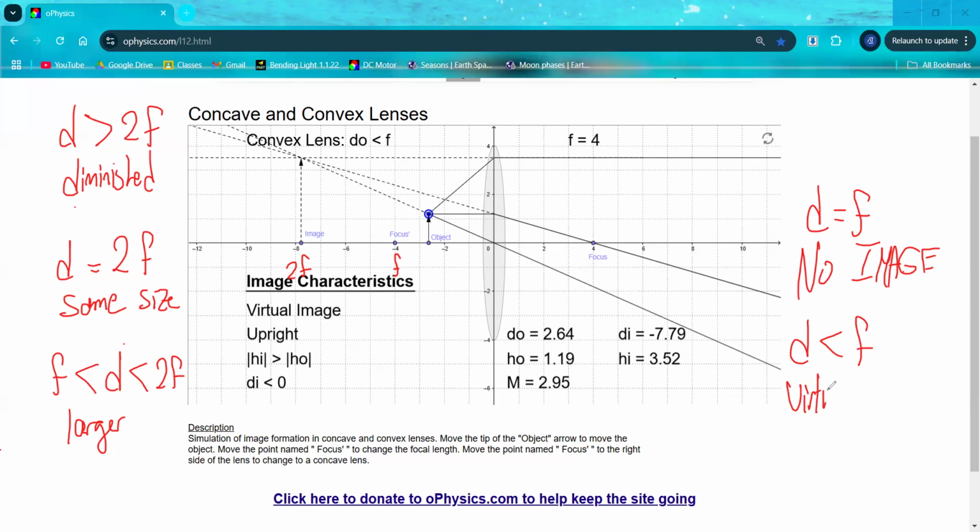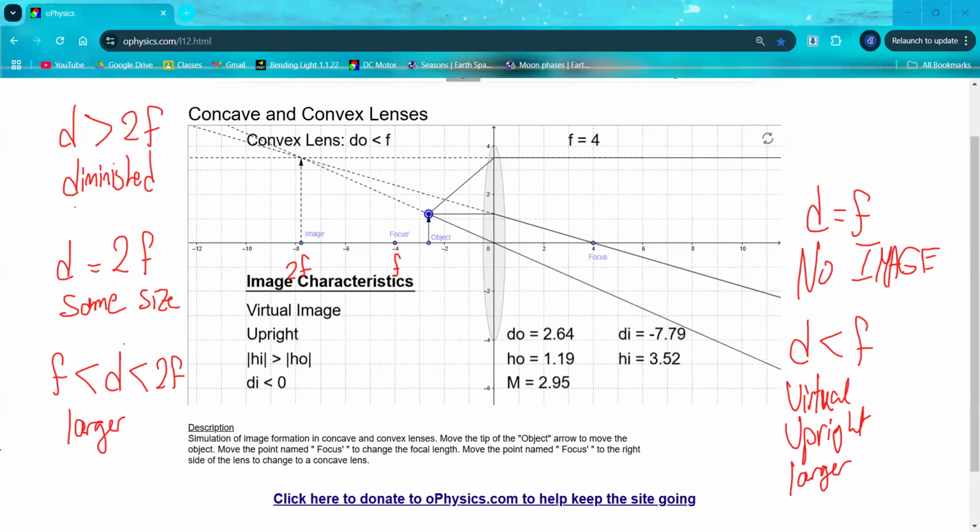What is a virtual image? It's an image that cannot be produced on a screen. Please, you need to memorize this. It becomes an upright image, no longer inverted. And last but not least, it is always larger.